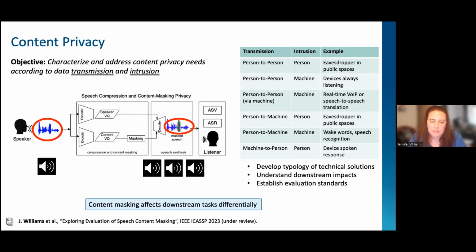And what we found so far is that the content masking that we're trying here affects downstream tasks differentially. So while the goal is not necessarily to inhibit automatic speech recognition, we find, of course, that sometimes it does, and it does differently than what we would want. So we're still working on how to fine tune the content masking technique.